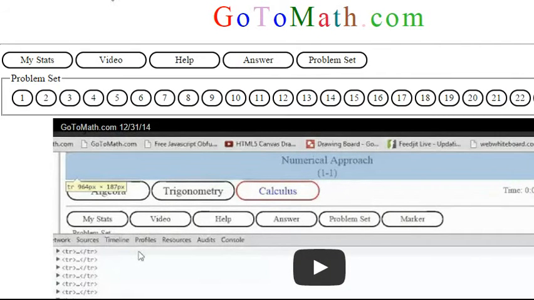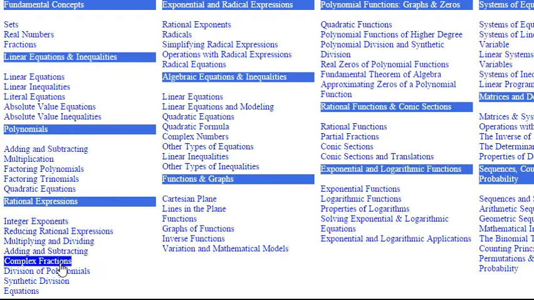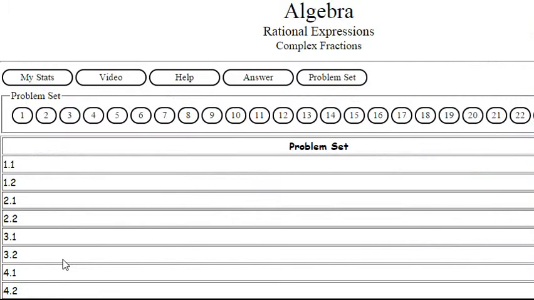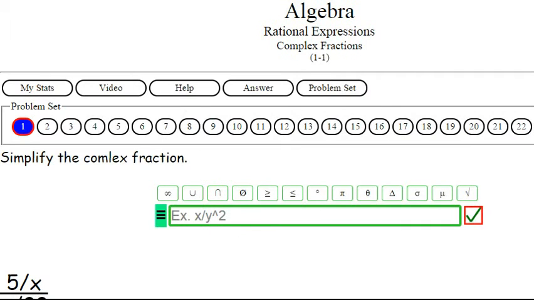Okay, we're here at go-to-math.com. Click on the algebra. Let's go down. We got a new section we're working on here, complex fractions. Of course, that needs to be filled out.